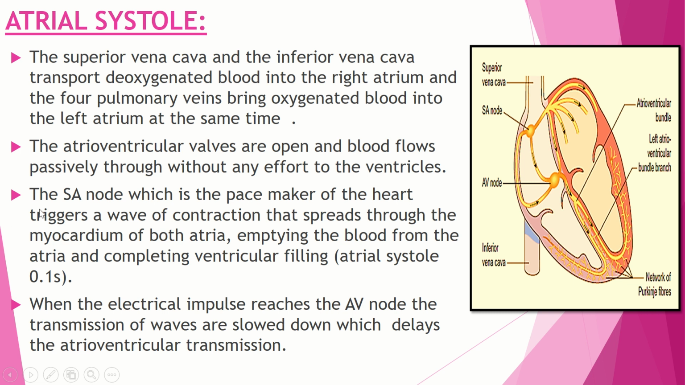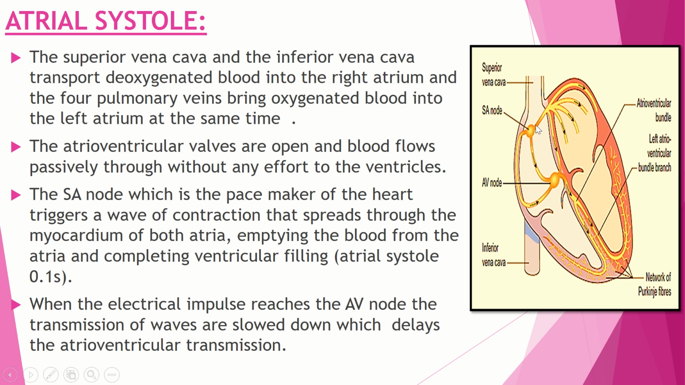The SA node, which is the pacemaker of the heart, triggers a wave of contraction that spreads through the myocardium of both atria, emptying the blood from the atria and completing the ventricular filling. That is the atrial systole, for 0.1 second. The SA node is known as the pacemaker of the heart. It creates the electrical impulse so the heart is pumping.